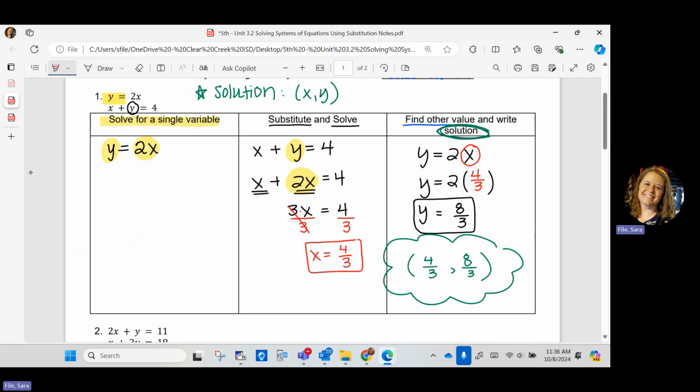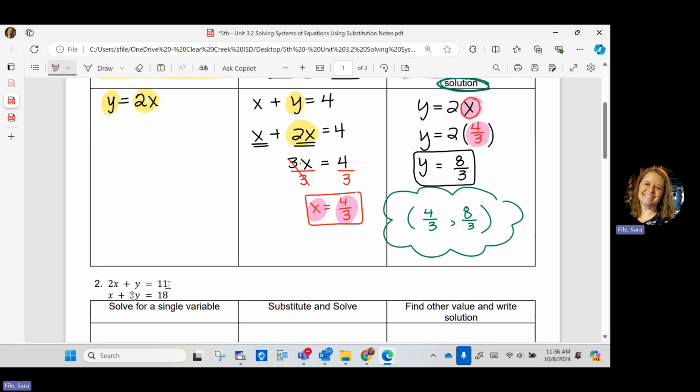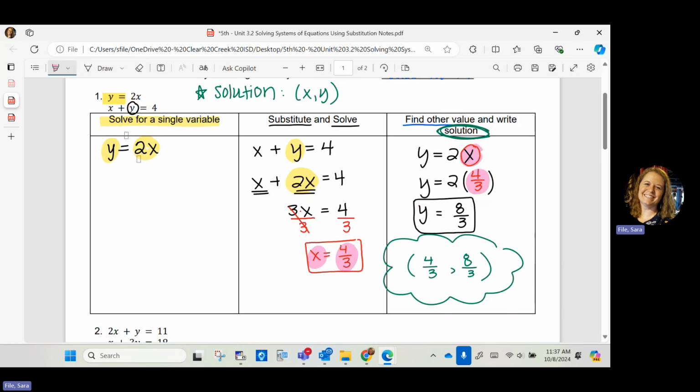So I actually did 2 substitutions. I did the original substitution for y, and then I did this substitution for x. So far, so good? All right, well, in the second one, neither of these equations is solved for a single variable yet. So I actually have to do a little bit of work in this first column. It's not just given to me already solved for one of the variables, like in number 1.